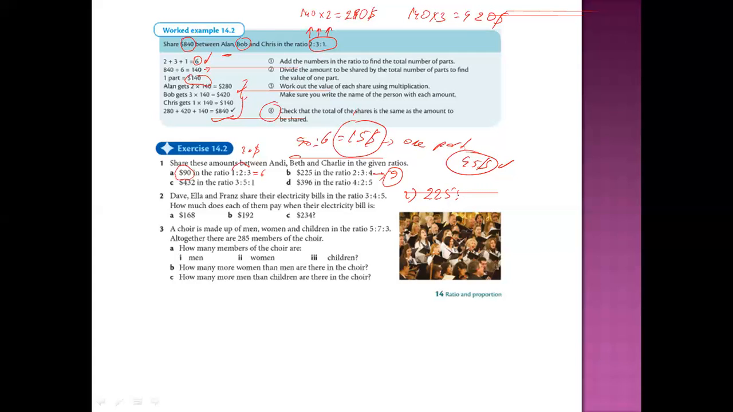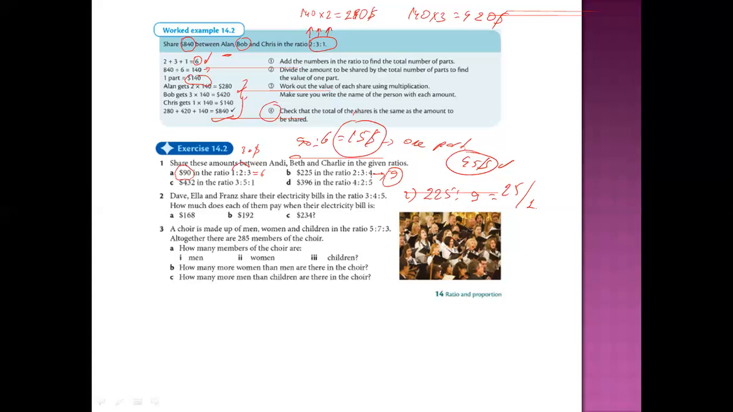Now I'm choosing the second step. Okay, the second step is to divide the amount to be shared by the total number of parts to find the value of one part. Divide by 9, you can use the calculator. Okay, 225 divided by 9 is exactly 25 for one part. Okay, for one part. So what were the ratios?